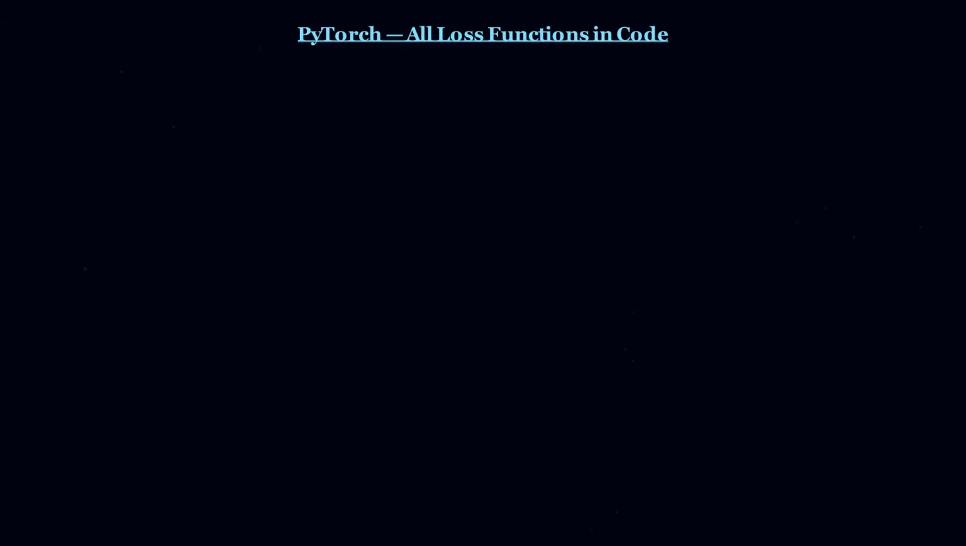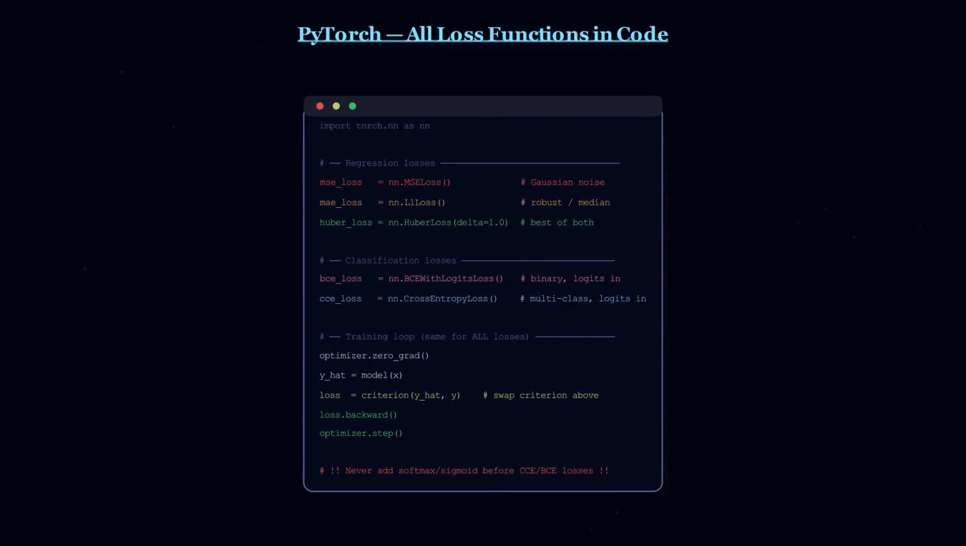PyTorch implementation, every loss function in code. MSE regression: criterion equals nn.MSELoss. MAE regression: criterion equals nn.L1Loss. Huber regression: criterion equals nn.HuberLoss with delta equals 1.0. Loss equals criterion of y_hat, y_true.